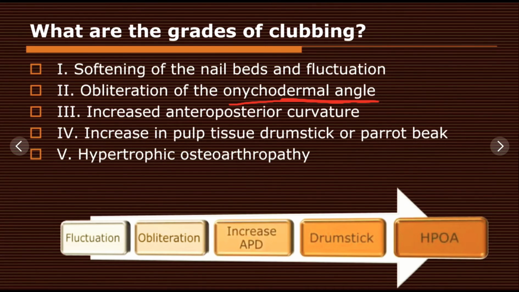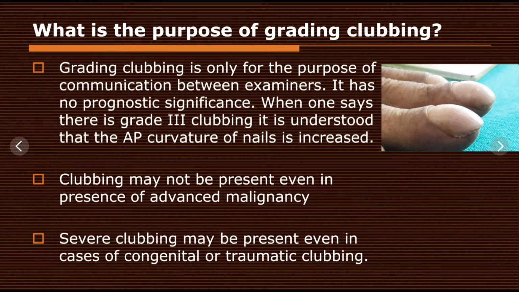Then grade 5 contains hypertrophic osteoarthropathy. So there are a total of 5 grades. Grade 1 is fluctuation of nail bed and in grade 2 there will be obliteration of the angle. In grade 3 there will be increase in anteroposterior diameter. Grade 4, increase in pulp tissue, and drumstick or parrot beak appearance will be there. In grade 5 hypertrophic osteoarthropathy will be there.